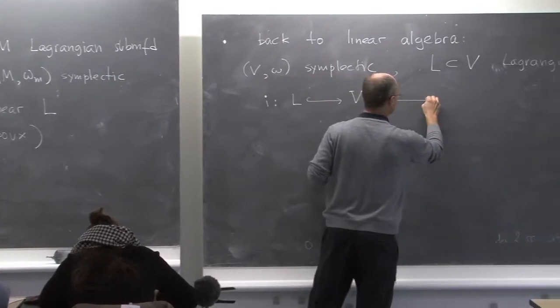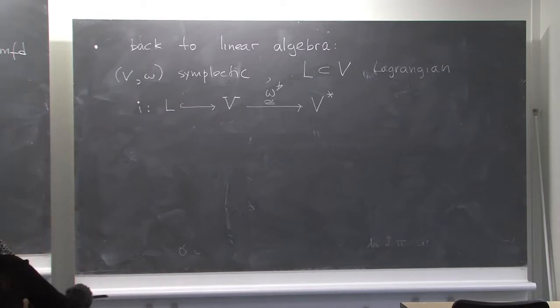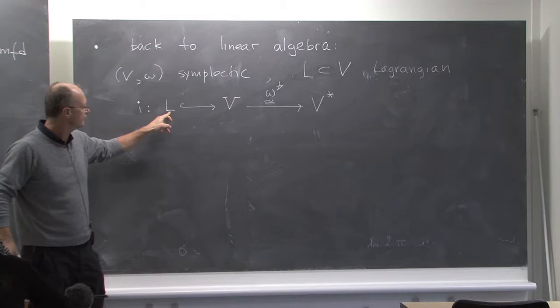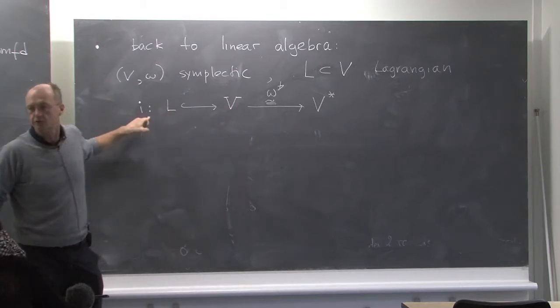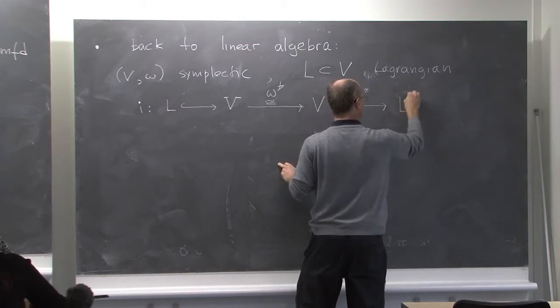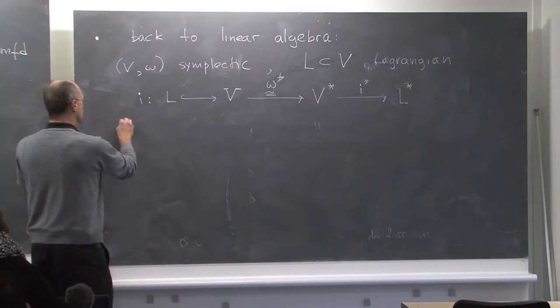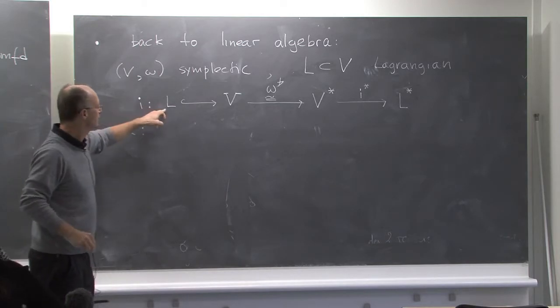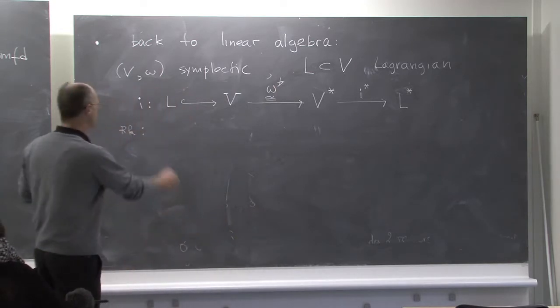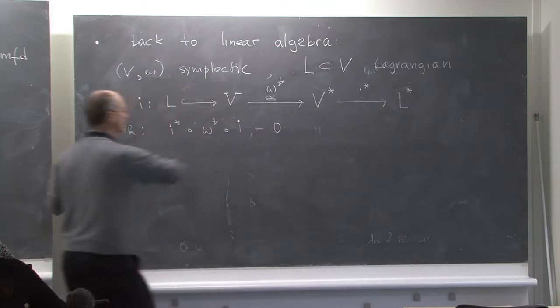So then we already saw this picture once, I believe. We know that V is isomorphic to V star by means of this map omega flat. So it identifies V and V star. Now, dually to this embedding L to V, there is a projection V star to L star, just by duality. Now maybe just a small remark. This sequence of maps is exact in the following sense. If you take a composition of everybody, you get zero.